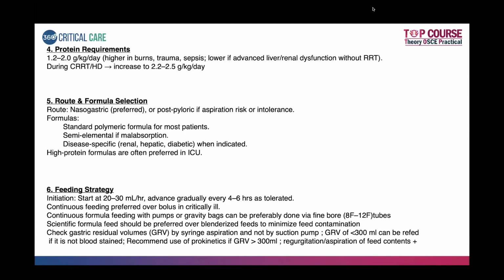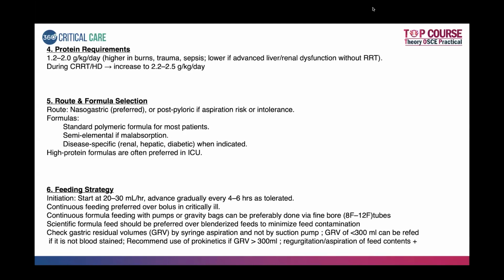A GRV of less than 300 ml can be refilled if it is not blood stained, whereas if it is more than 300, it is recommended to use prokinetics. Other indications for use of prokinetics are regurgitation or aspiration of feed contents. Now, with regard to use of prokinetics, ISPEN guidelines recommend only two. One is metoclopramide in a dose of 10 milligrams 12th hourly to 8th hourly, and the other one is erythromycin in a dose of 250 milligrams 8th hourly.